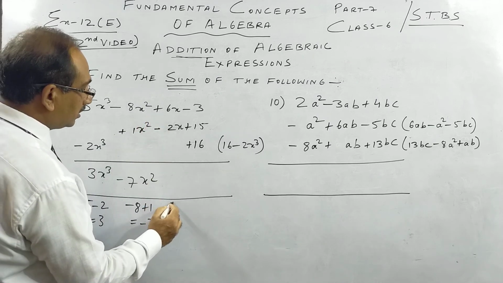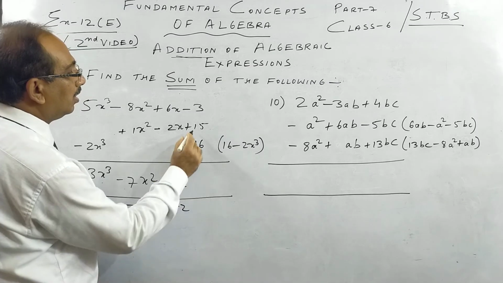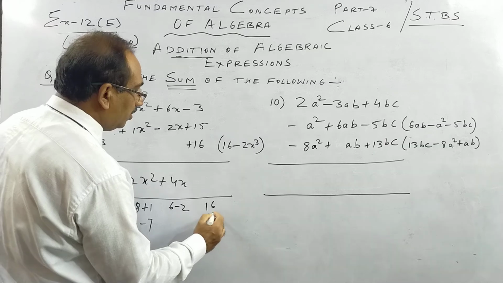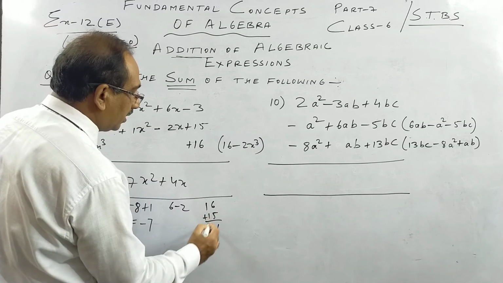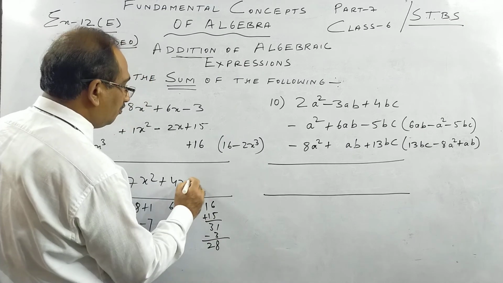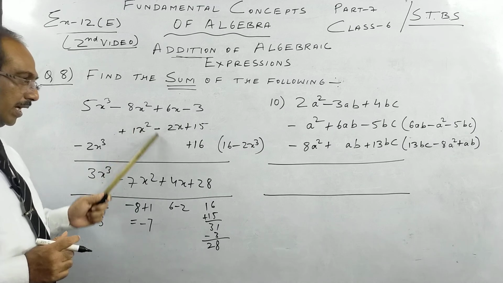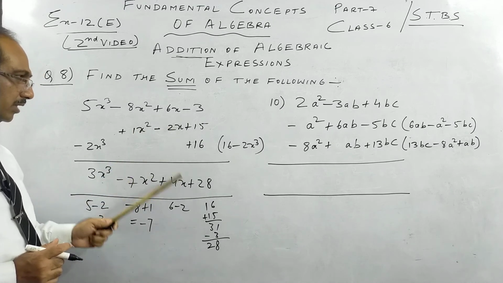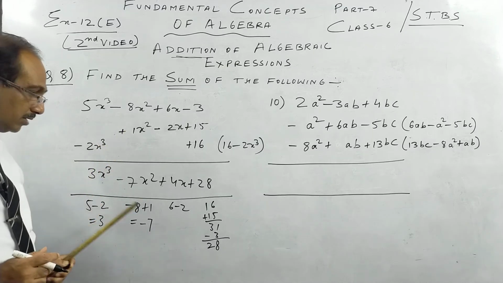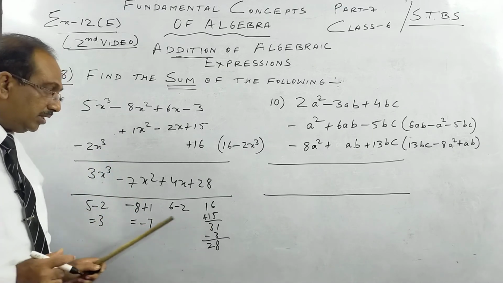Next, this is 6 and minus 2. So this is 4x, as you know. Here 16 plus 15, you add, 31, then you subtract 3. So finally you get plus 28. Here the like term is x square, but children, we add or subtract the numerical values, and I have done this nicely in the integers.